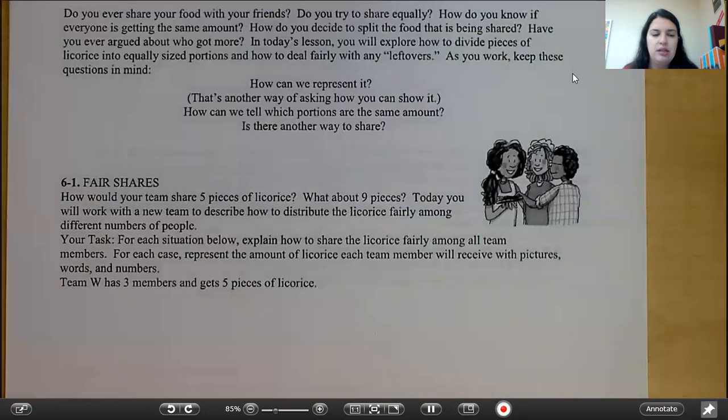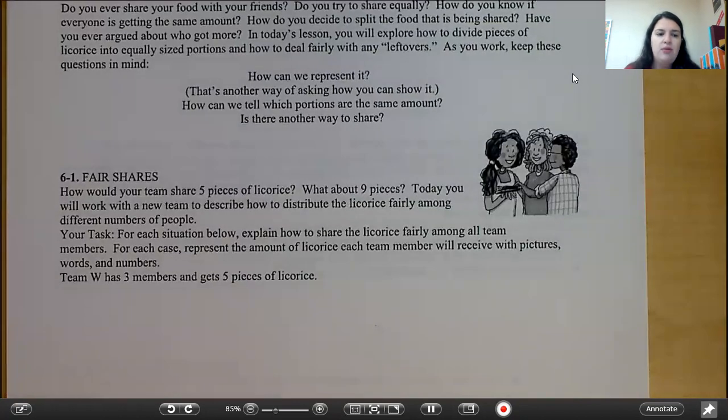Let's look at 6-1. 6-1 says fair shares. How would your team share 5 pieces of licorice? What about 9 pieces? Today you will work with a new team to describe how to distribute licorice fairly among different numbers of people. Your task: for each situation below, explain how to share the licorice fairly among all team members. For each case, represent the amount of licorice each team member will receive with pictures, words, and numbers.